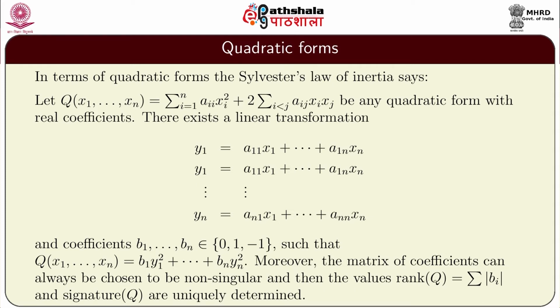Moreover, the matrix of coefficients can always be chosen to be non-singular, and then the values rank, signature etc. are uniquely determined. Recall that such an expression comes from two things. One is the orthogonal diagonalization of a real symmetric matrix, and the other is choosing a new basis so that we get the desired form.